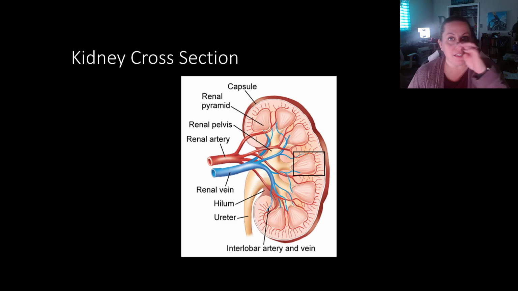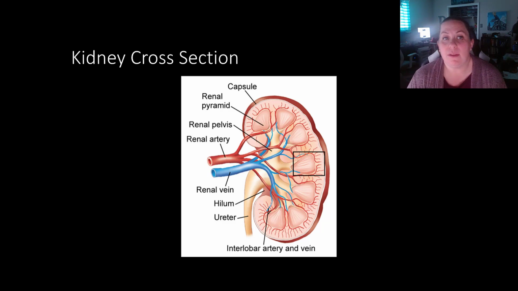So if we look here, this is a cross section of a kidney so that you can see what it looks like. The outer covering of the kidney is called the capsule, kind of like how you have a capsule around medication. We then go inside and you have two main areas. You have the medulla and the cortex. The cortex is the outer part, so you have the capsule and then the cortex. Then we have the medulla.